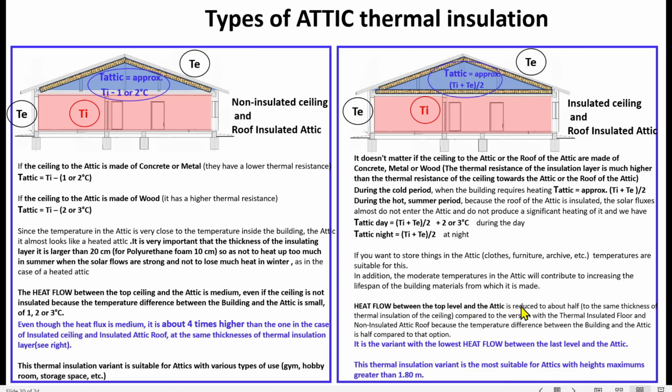Heat flow between the top level and the attic is reduced to about half, for the same thickness of thermal insulation of the ceiling, compared to the version with thermal insulating floor and non-insulating attic roof, because the temperature difference between the building and the attic is half compared to that option. It is the variant with the lowest heat flow between the last level and the attic. This thermal insulation variant is the most suitable for attics with maximum heights greater than 1.80 meters.